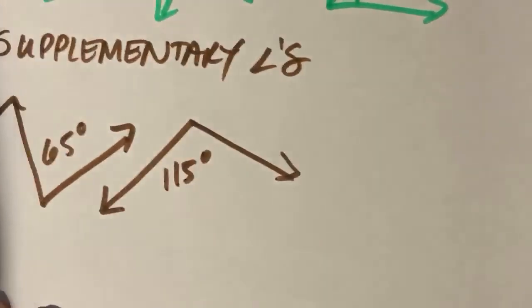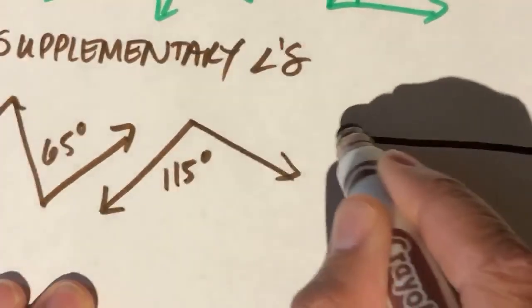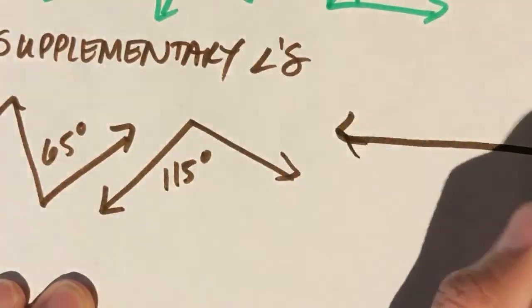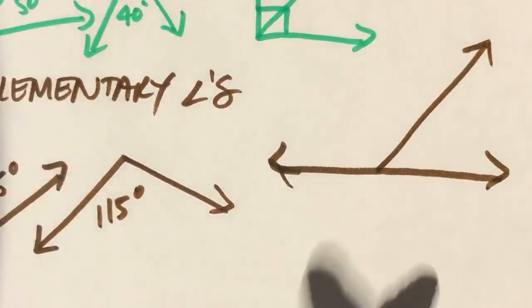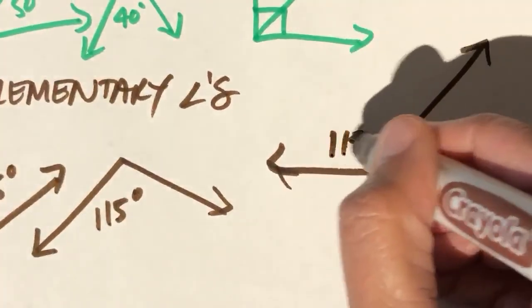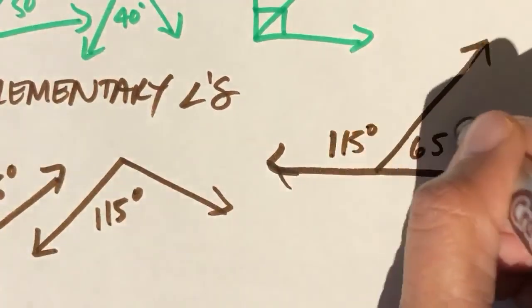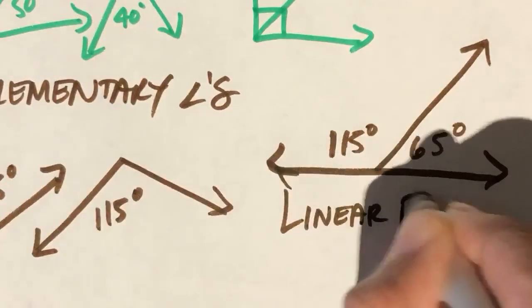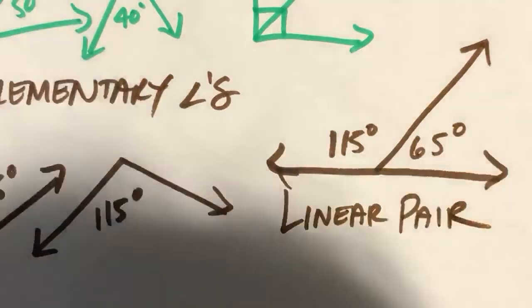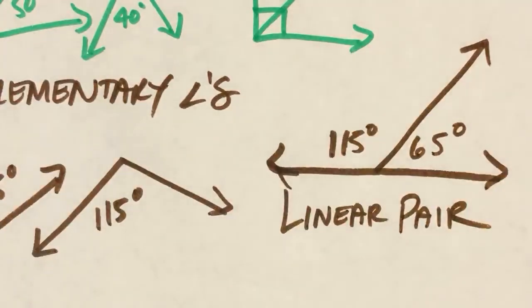Now, if I actually make the supplementary angles adjacent, for example, if my 115 is here and my 65 is here, what do we call those? That is actually a linear pair, because it's two adjacent supplementary angles. All right, so we've got adjacent, complementary, and supplementary. And we've got two more angle types, then I'm going to do number 11.